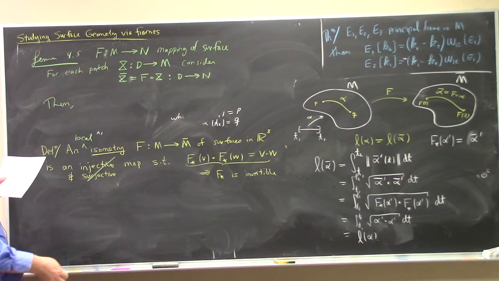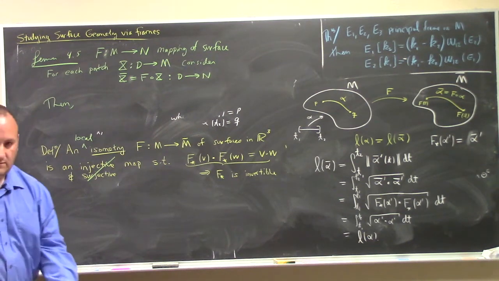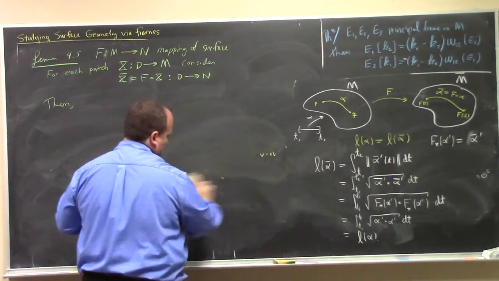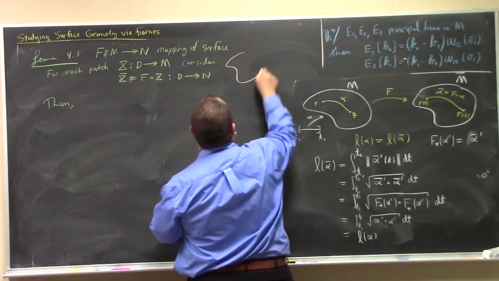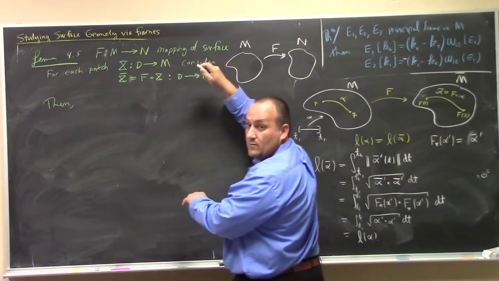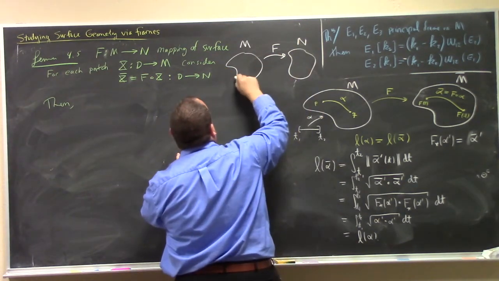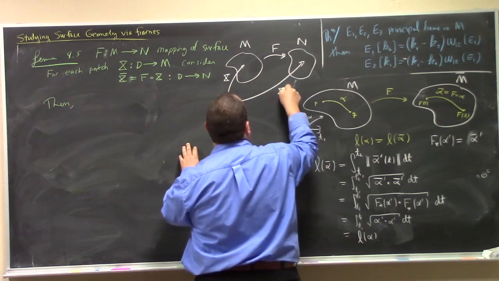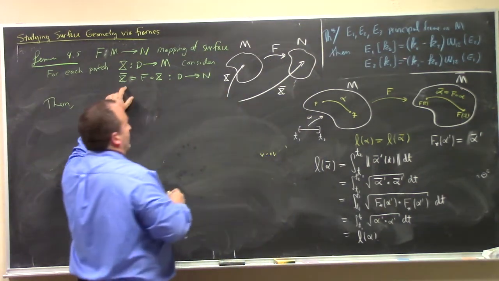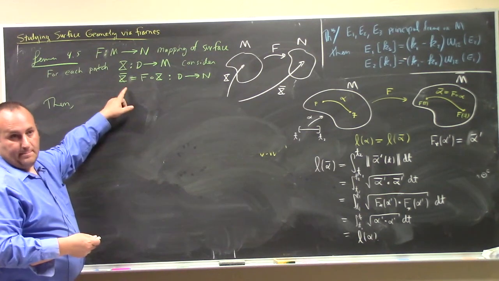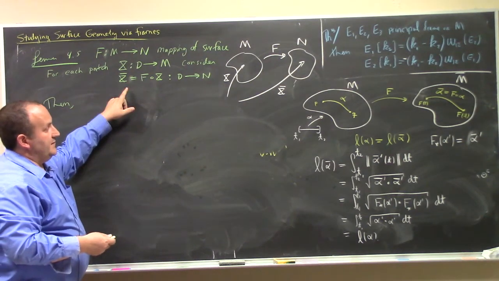Given this setup, we have two surfaces. Let me draw the picture again. We have M, and over here we have N. We have this mapping f going from here to here. We have this patch over here, X, and a patch over here, X bar. X bar is built in a specific way: by transporting the patch on M over to the patch on N through the surface map.